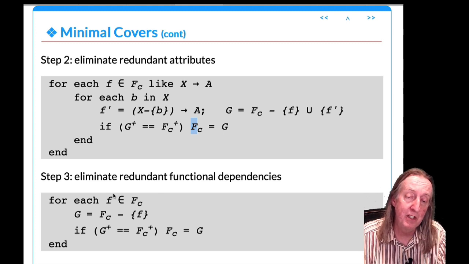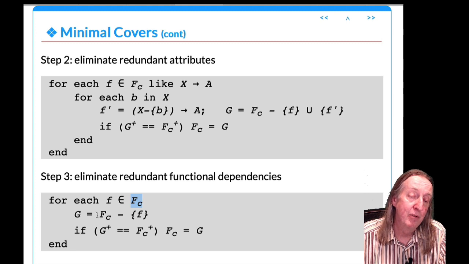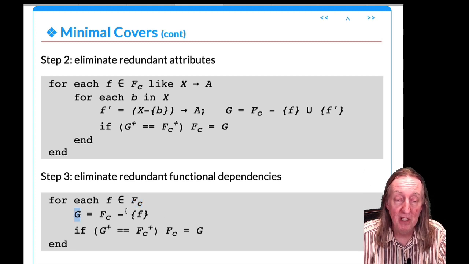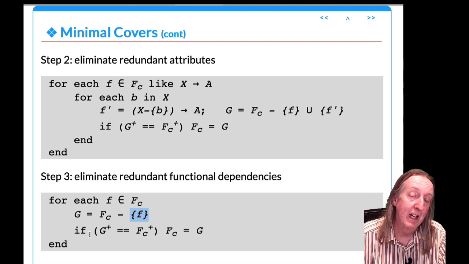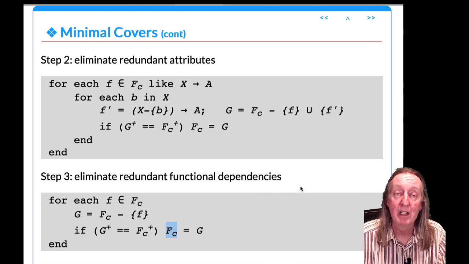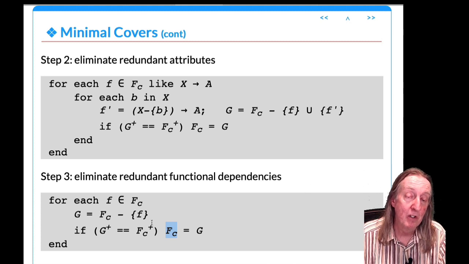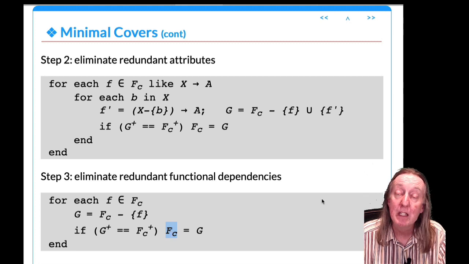And finally, we can try eliminating redundant functional dependencies. So we look at each functional dependency in our current closure, and we compute a new set of functional dependencies without a particular functional dependency, and then we check is G equivalent to the current closure, and if it is, then we can remove this functional dependency altogether and end up with a new and slightly smaller cover, a new slightly smaller set of functional dependencies, and eventually, having gone through all of the functional dependencies, FC is finally going to be our minimal cover.